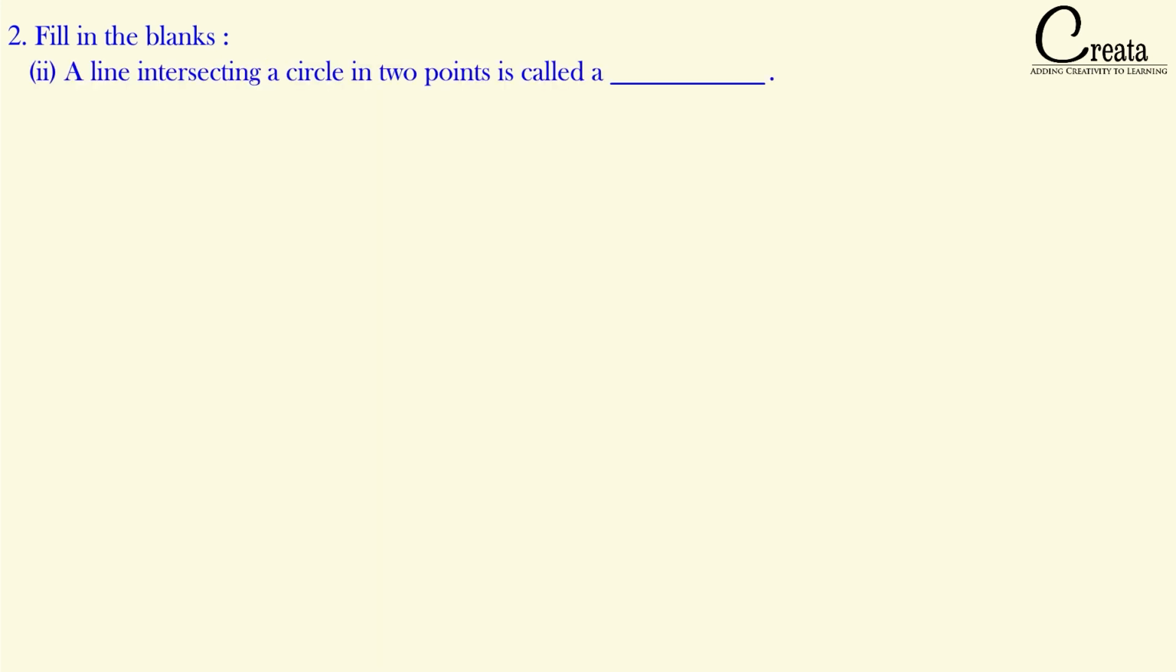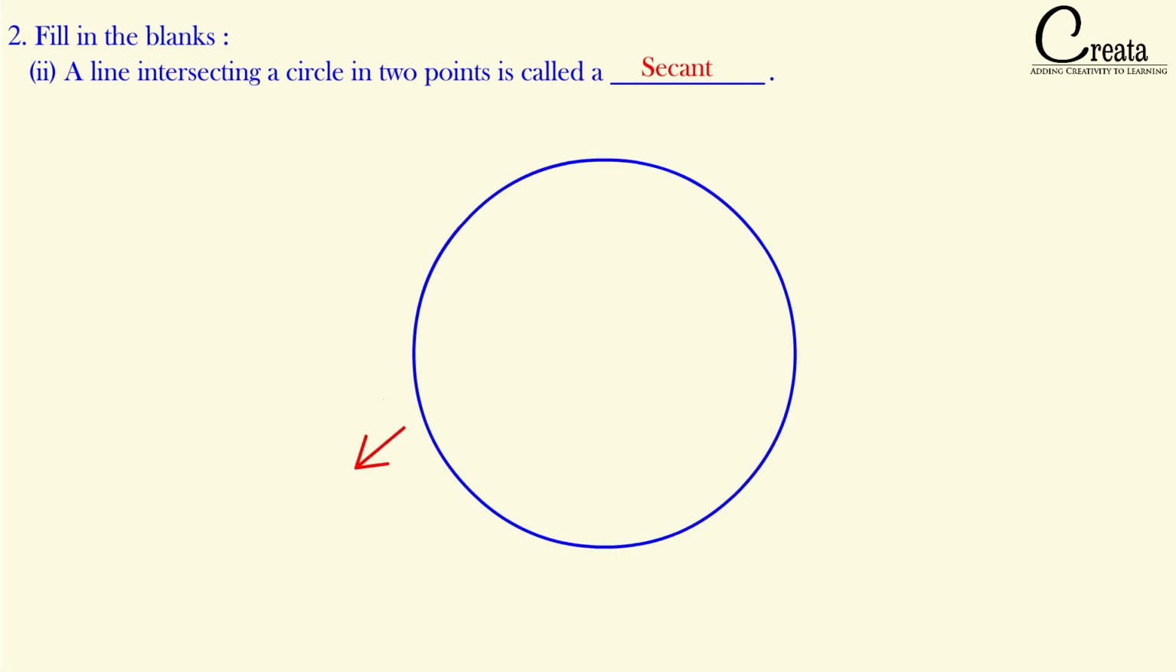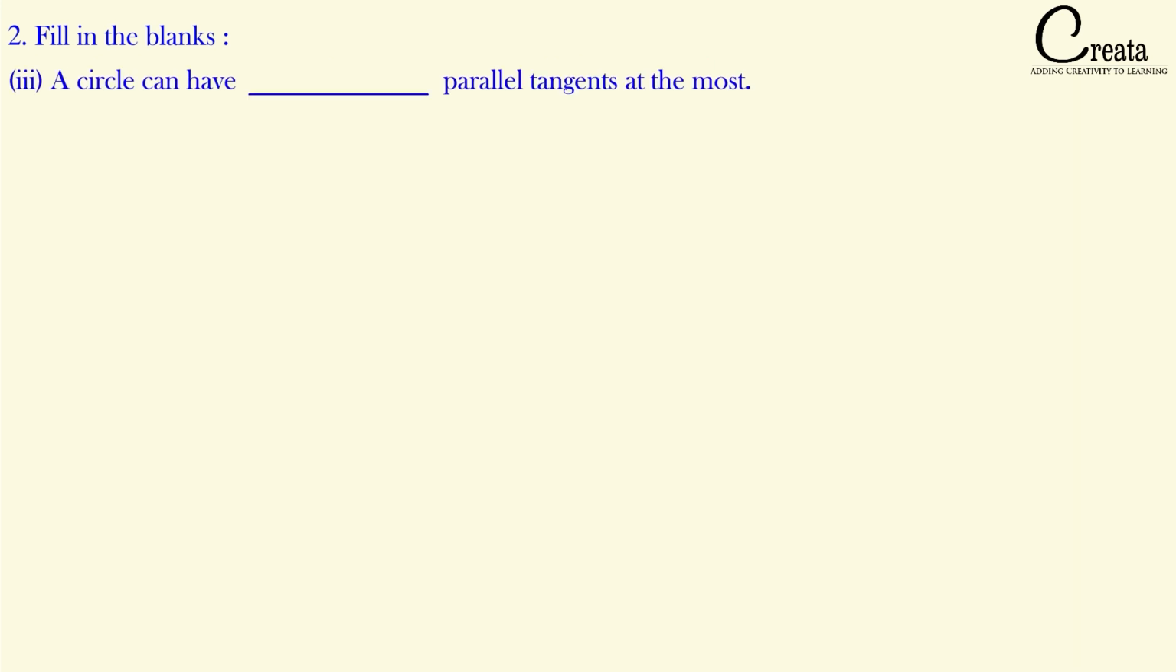Let's move to the second part. A line intersecting a circle in 2 points is called? The answer is secant. A secant is a line that intersects the circle at 2 points. So the answer is the secant. Let's move to the third part. A circle can have dash parallel tangents at the most. The answer is that a circle can have 2 parallel tangents.